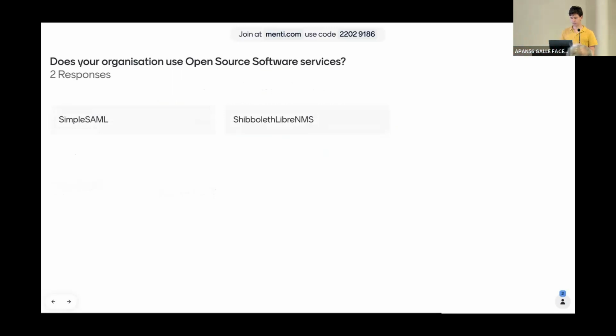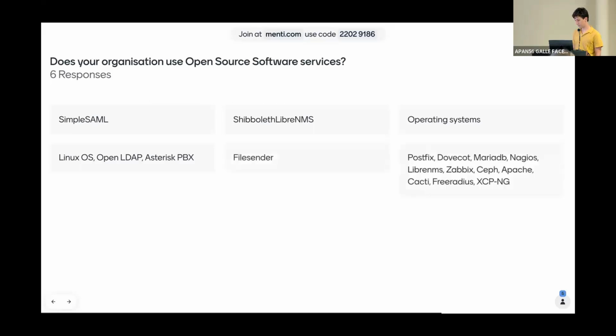Tibetet, Simple SAML. So some people from the Federation space. Linux, Open LDAP. Asterisk, do you know what Asterisk is? I don't. So it's always nice to learn new things. File sender. Oh, an entire list of services.